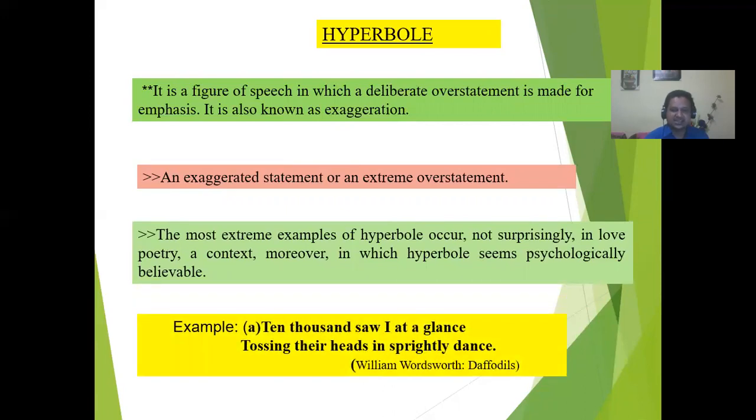Example: "Ten thousand saw I at a glance, tossing their heads in sprightly dance." These two lines have been taken from the poem Daffodils, or I Wandered Lonely as a Cloud, written by William Wordsworth. Here we see the hyperbolic expression of the writer when he saw a lot of daffodils, an uncountable number of daffodils. So it's an example of hyperbole.